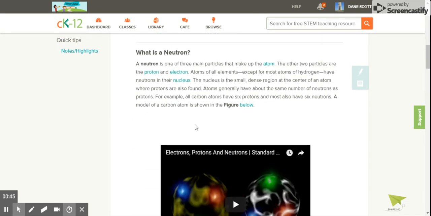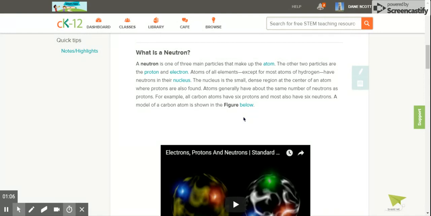What is a neutron star? What is a neutron? Sorry. A neutron is one of three main particles that make up the atom. The other two particles are the proton and electron. Atoms of all elements, except for most atoms of hydrogen, have neutrons in their nucleus. The nucleus is the small, dense region at the center of an atom where protons are also found.